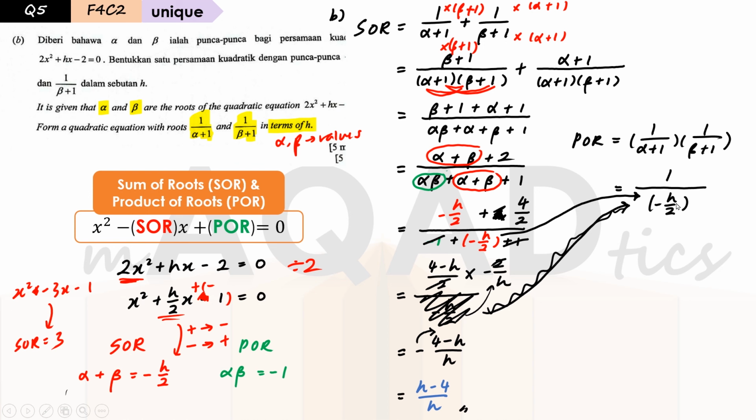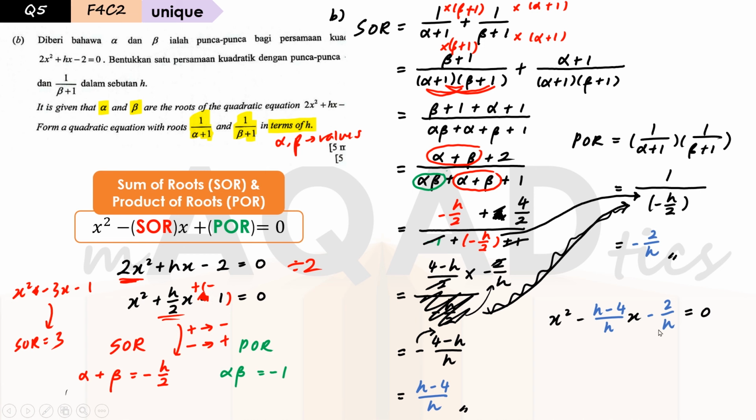So for the negative h over 2, because it is under a fraction, we can pull it upwards. So basically the 2 and the h switch places. So it would be negative 2 over h. Now we have the SOR and the POR already. So to form the quadratic equation, we can use this result: x squared minus the SOR times x, plus the POR, which is plus the value here.